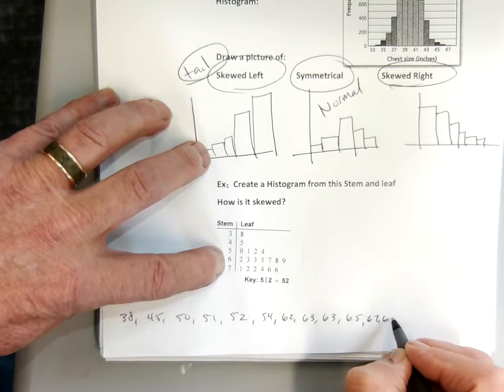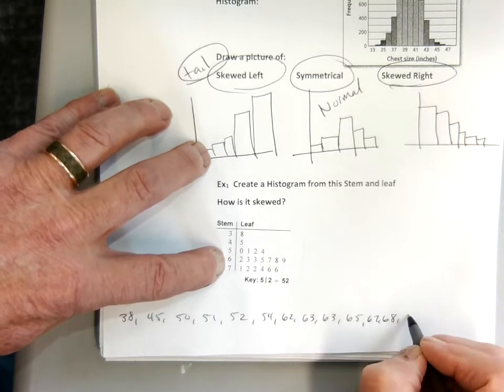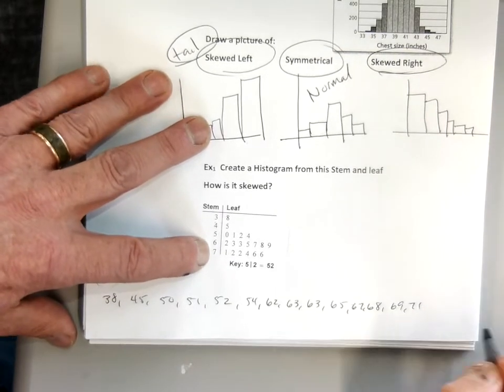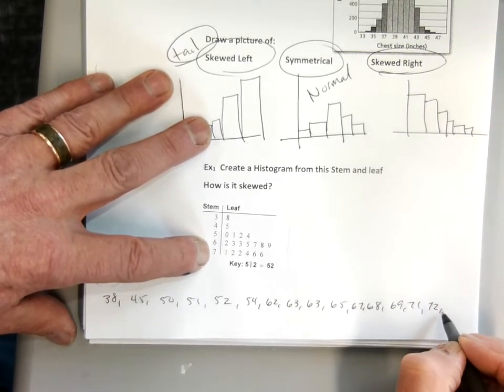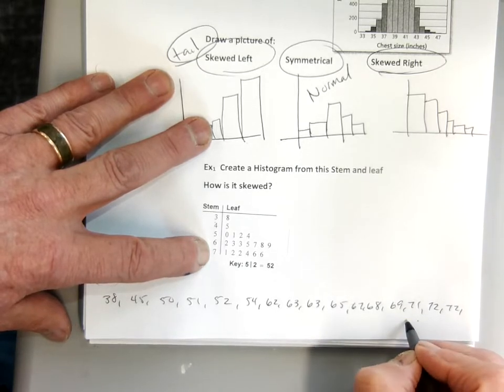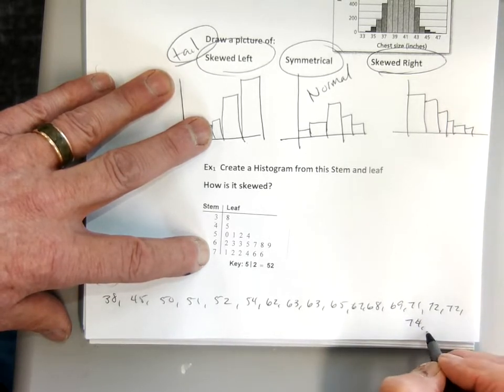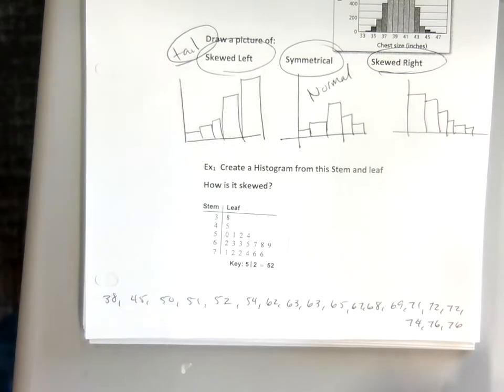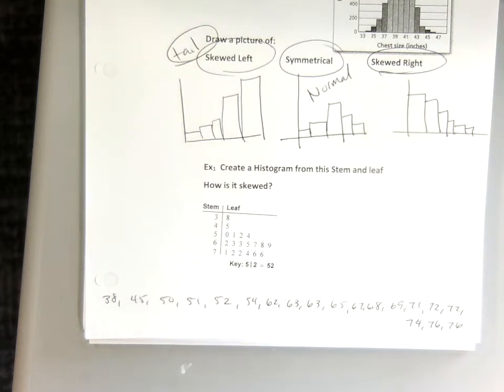68, a 69, I've got a 71, oh, I'm going to be able to fit them on here, hopefully, 72, another 72, I'll have to put it down here, 74, 76, and another 76, okay? All right, so those are my numbers, as far as the stem and leaf plot goes.